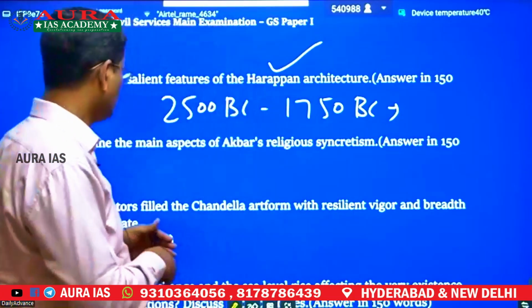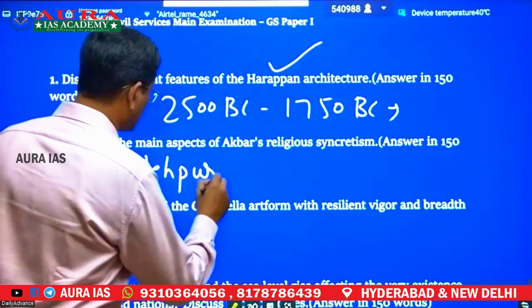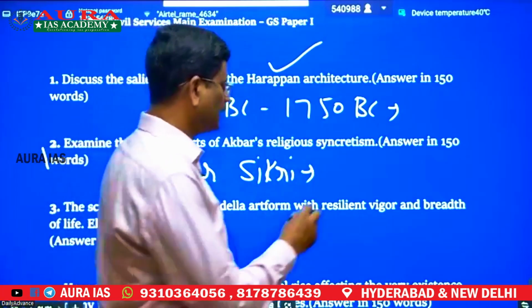Then, at Fatehpur Sikri, the new capital which Akbar built, there was one place called Ibadat Khana.